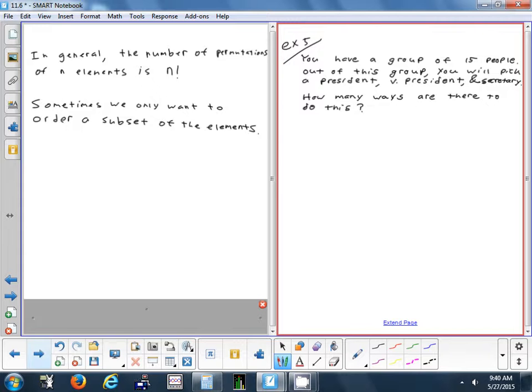The next one says you have a group of 15 people. Out of this group, you're going to pick a president, vice president, and secretary. So basically, you're picking 3 out of 15. How many different ways can you do this?